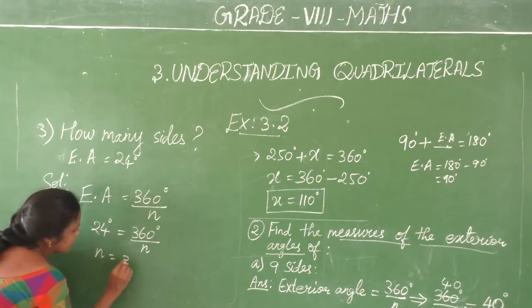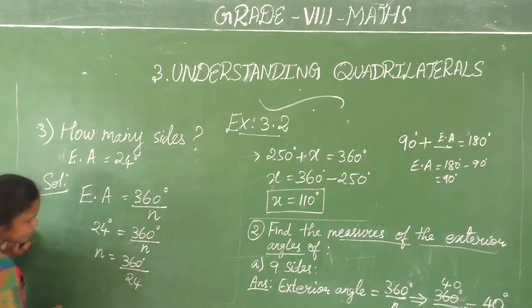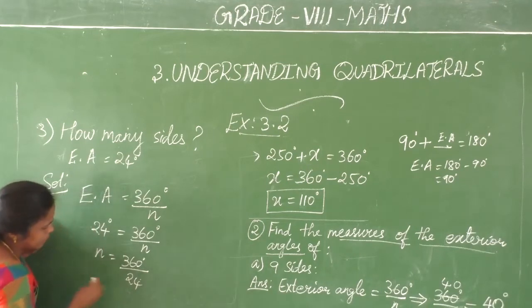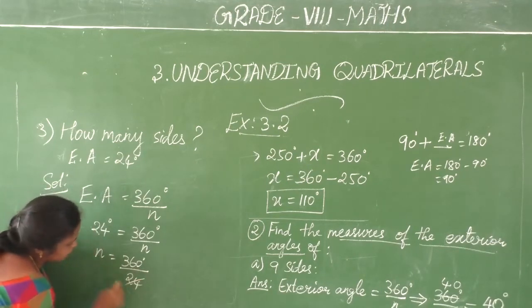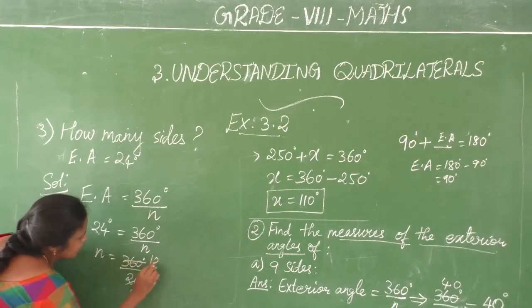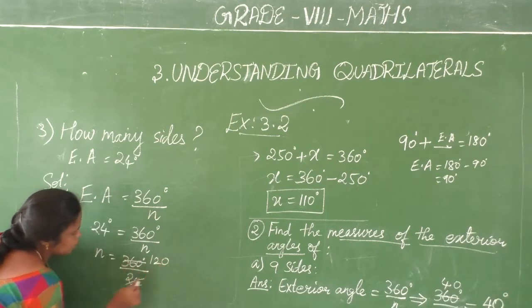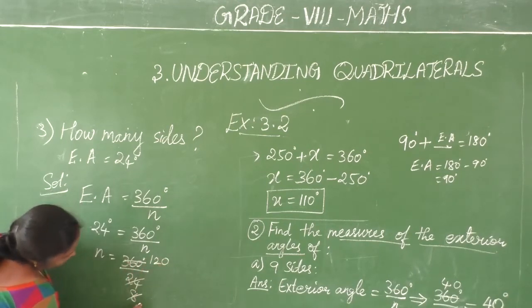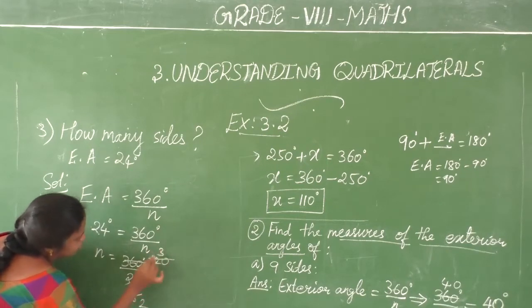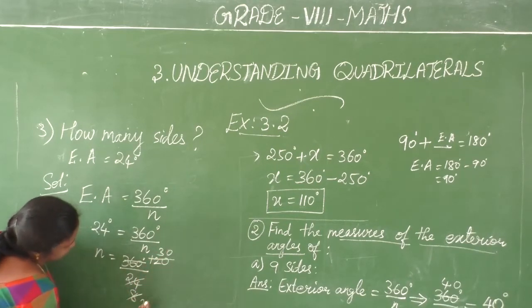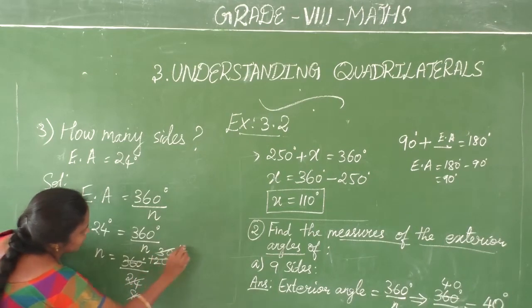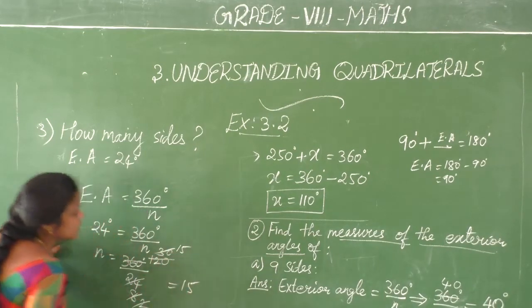Therefore n equals 360 degrees by 24. Clear? Both are multiples of 3, so we can simplify by the third table. 8 3s are 24, 12 3s are 36 with 0, so 120 times. Again, 2 4s are 8, 3 4s are 12, 0. Clear? So n is 15. The number of sides is 15.